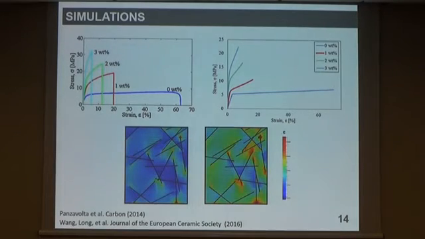We used this model also to simulate some fiber reinforced matrix. We had some random line inclusions in the domain, and we see the influence of the reinforcement on the plastic behavior of the matrix with some comparison with experimental results. It was some paper by Panzavolta and Wong.